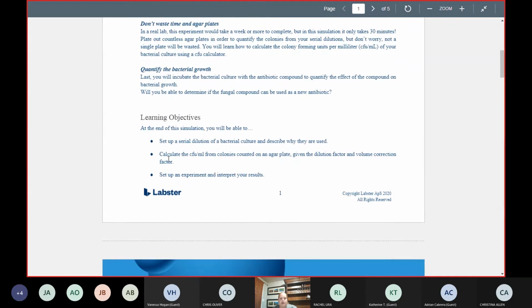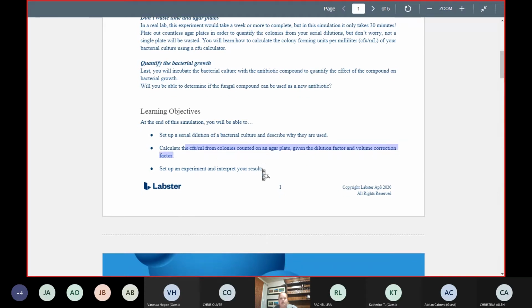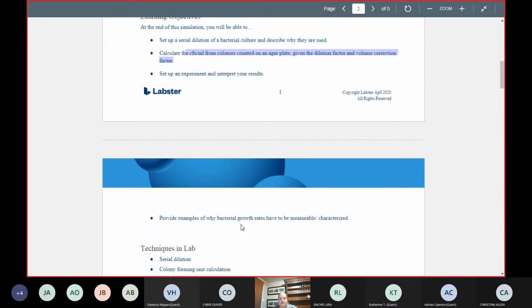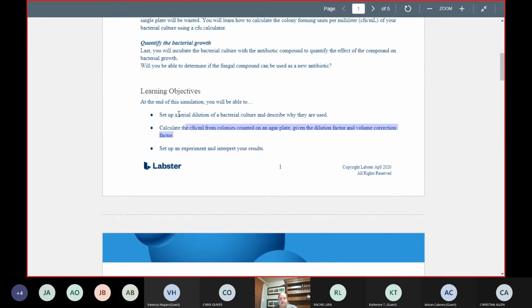The objectives for this particular one are to set up a serial dilution and describe why they are used, to calculate CFU per milliliter from colonies on an agar plate, given a dilution factor and a volume correction factor, and to experiment and interpret your results, and to provide examples of why bacterial growth rates have to be measurable and characterized. So we're going to talk about these concepts.